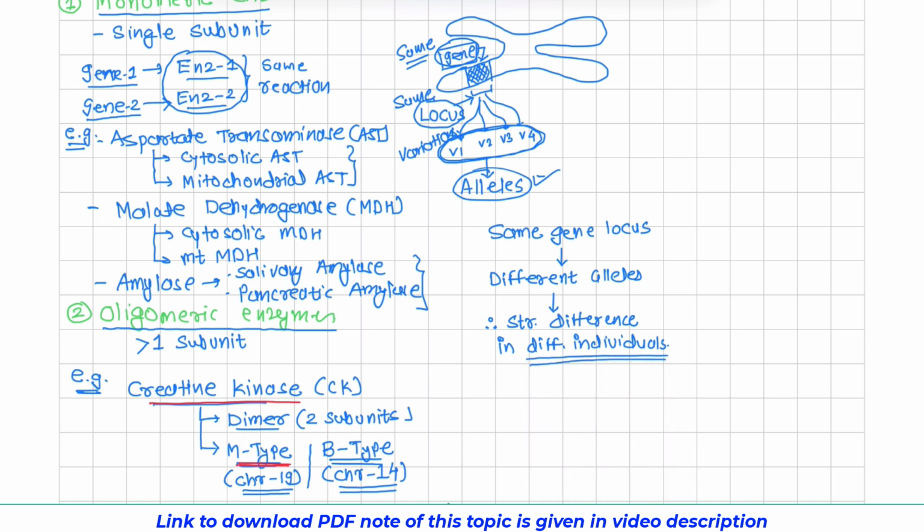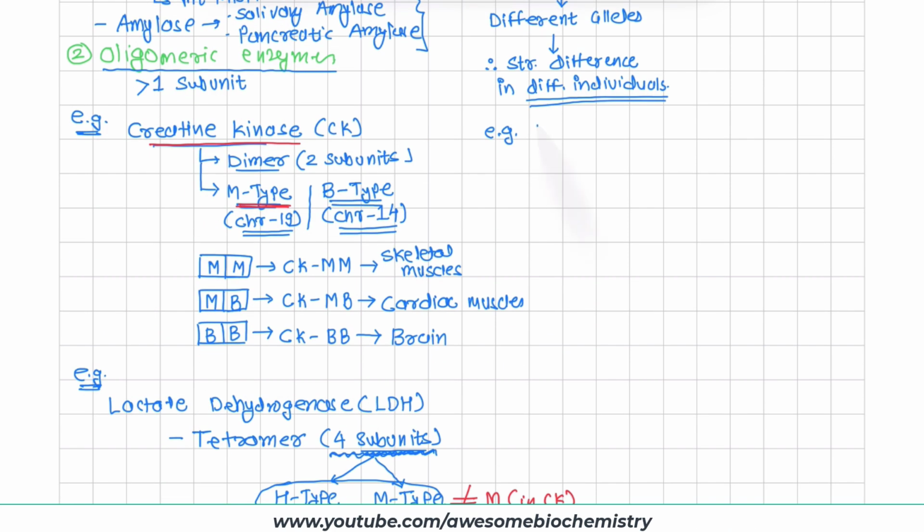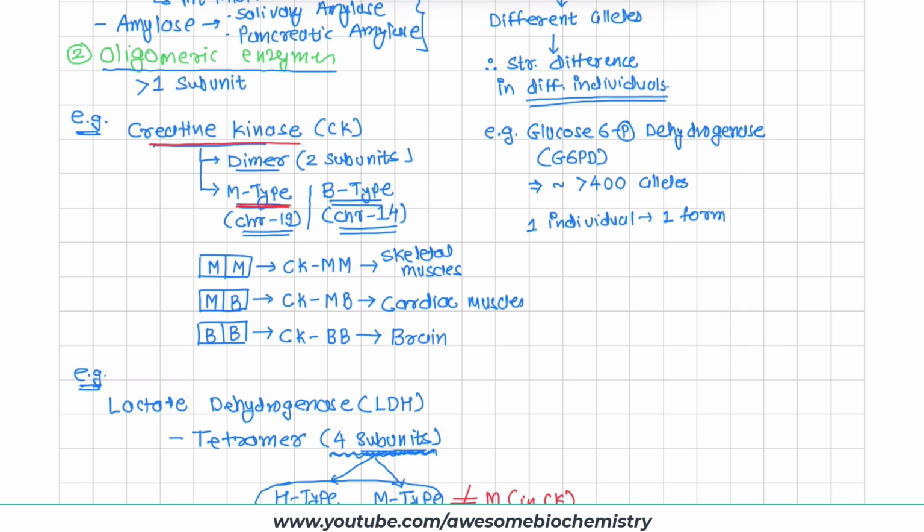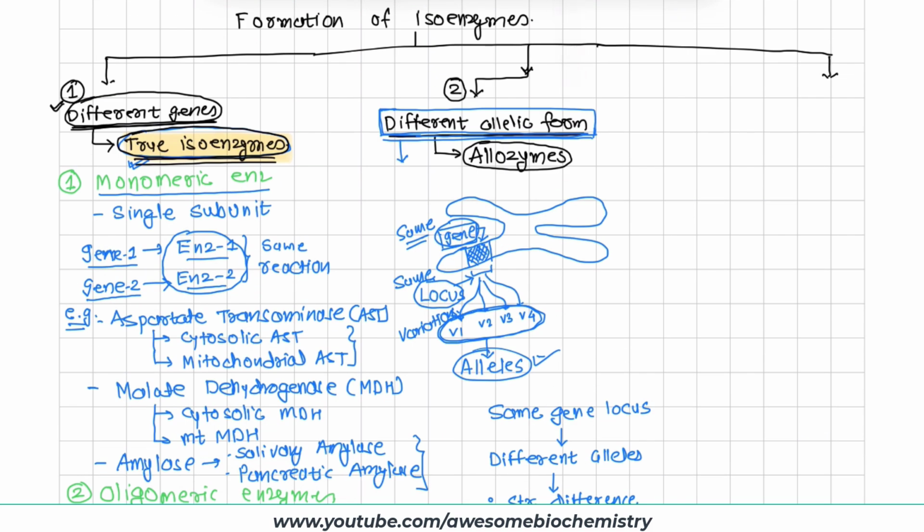One real-life clinically important example is glucose 6-phosphate dehydrogenase or G6PD. Researchers have identified more than 400 different allelic variants of this enzyme across the human population. Now each individual person has only one form, but when you look at the entire population, you see all these forms. Now let's look at the third and final mechanism of isoenzyme formation.